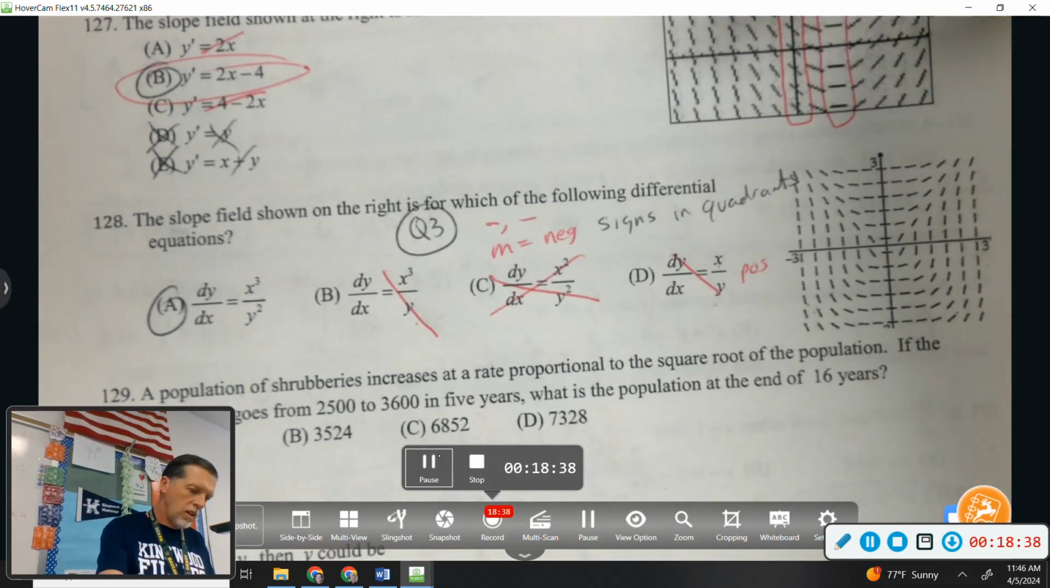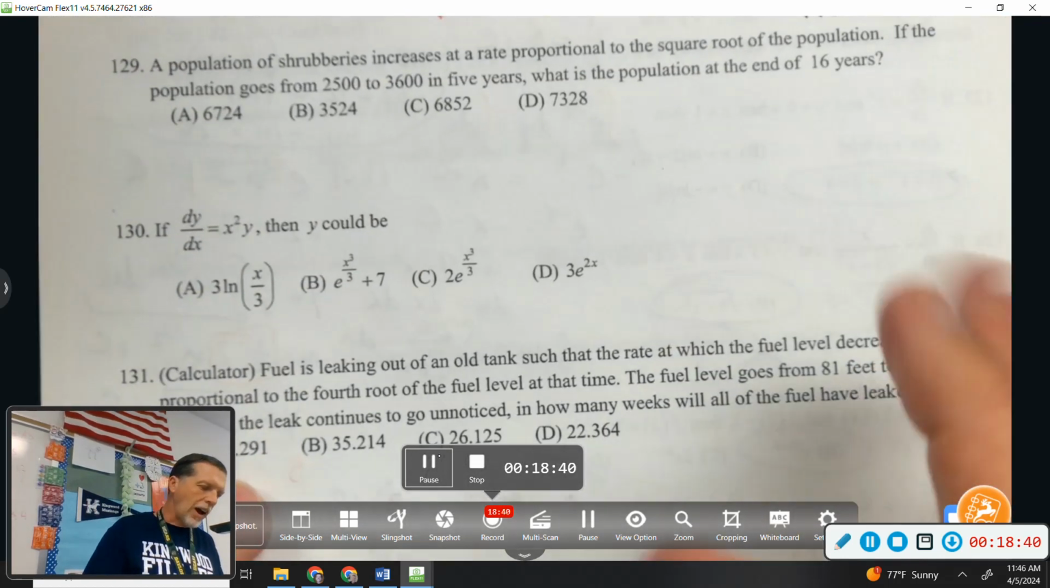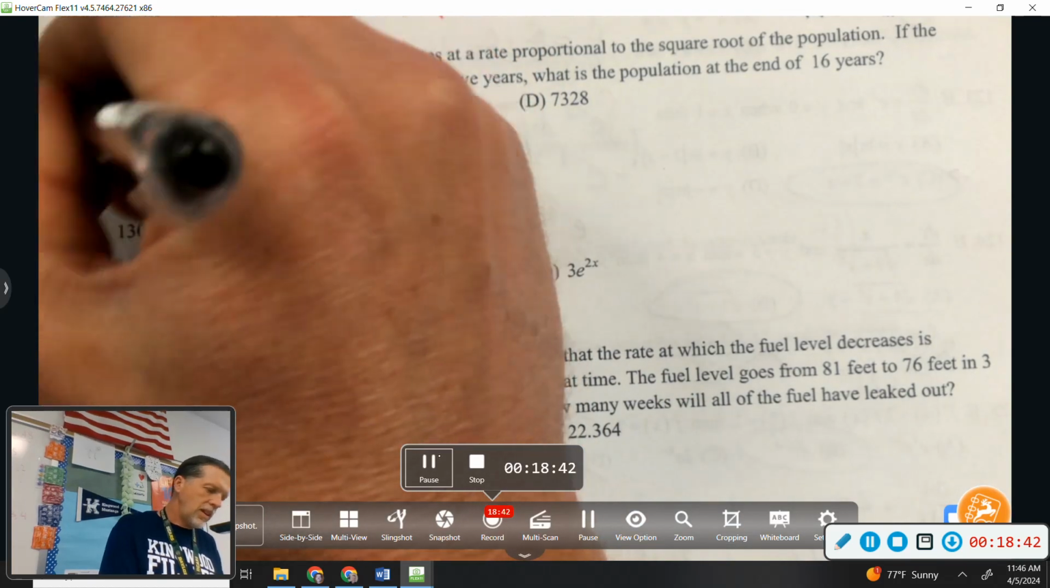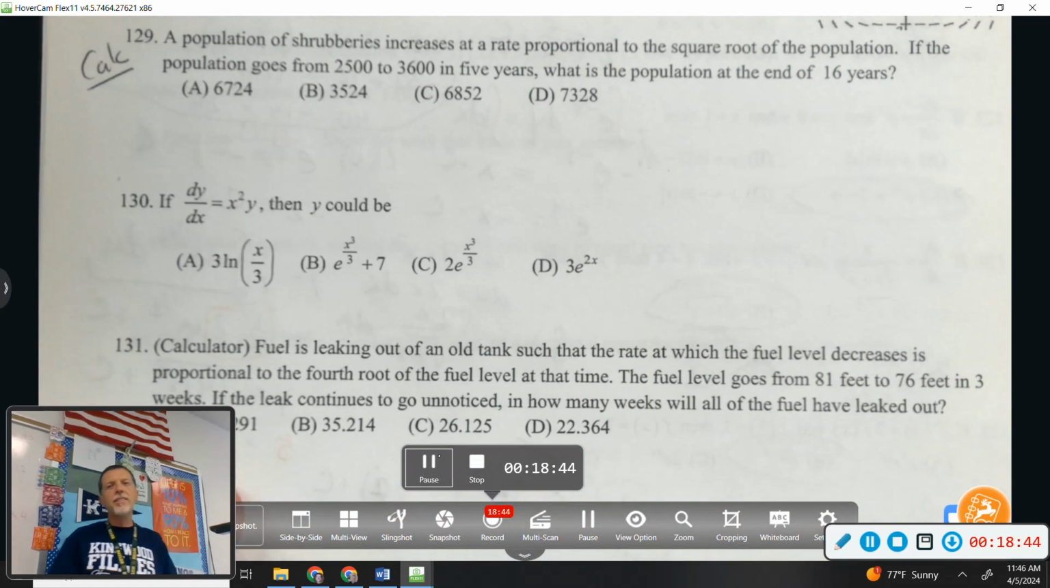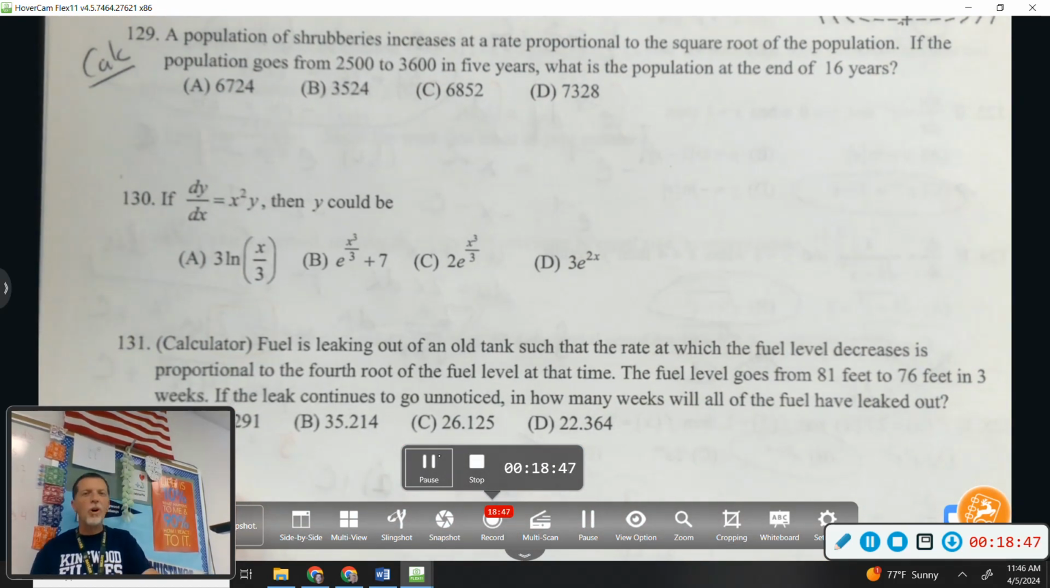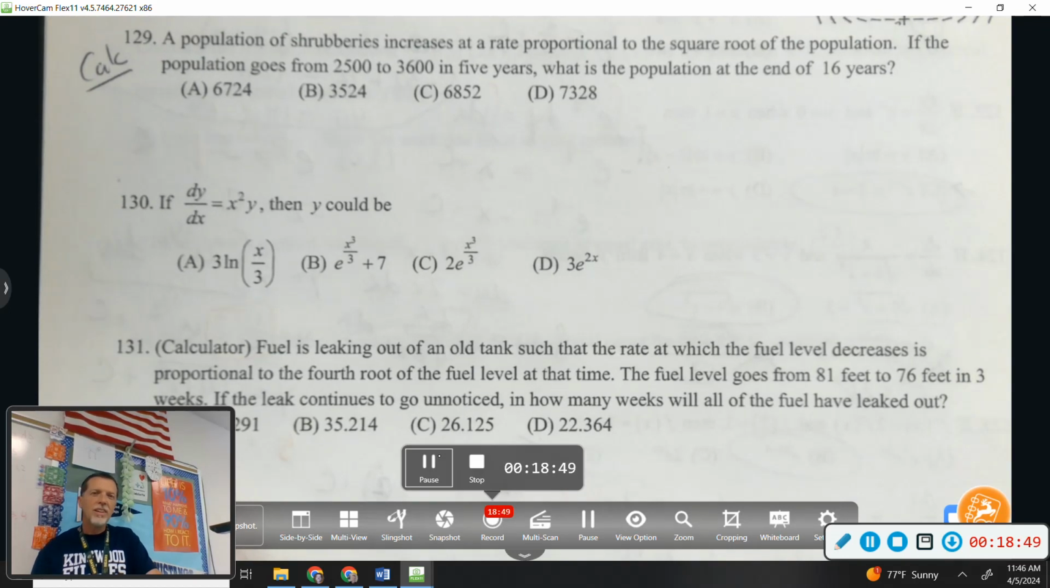All right, 129. I think this is a calculator problem. And this is a long problem because this requires all of the steps. A population of shrubberies increases at a rate proportional to the square root of the population.